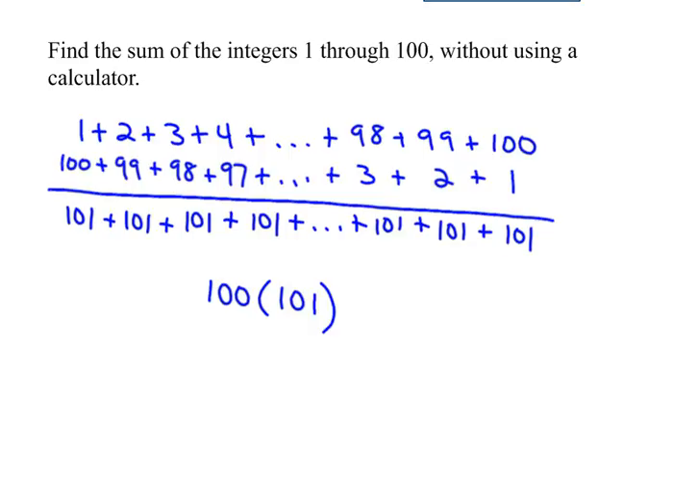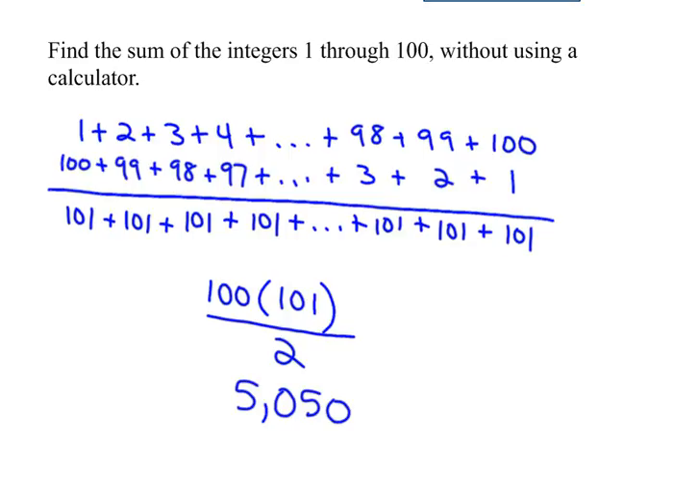If we multiply 100 times 101, that would be adding the integers 1 through 100 twice. We don't want to add them twice. So we're going to divide this by 2. So the sum of the first 100 integers comes out to 5,050.